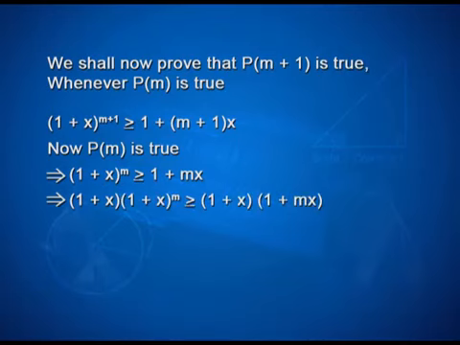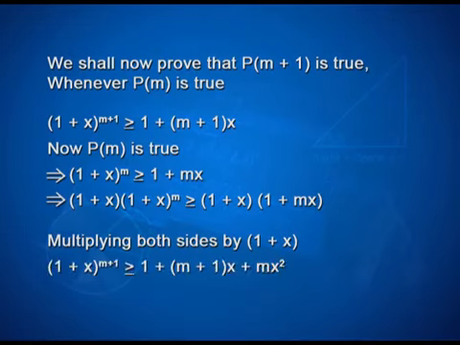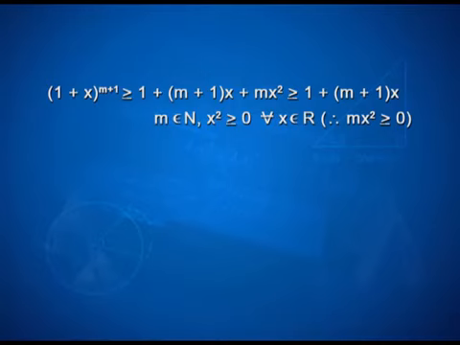This implies (1+x) into (1+x) raised to m is greater than or equal to (1+x) into (1+mx). Could you guess how we have written this? We have multiplied both sides by (1+x). This can be written as (1+x) raised to m+1 is greater than or equal to 1+(m+1) into x+mx square, which is again greater than or equal to 1+(m+1) into x.